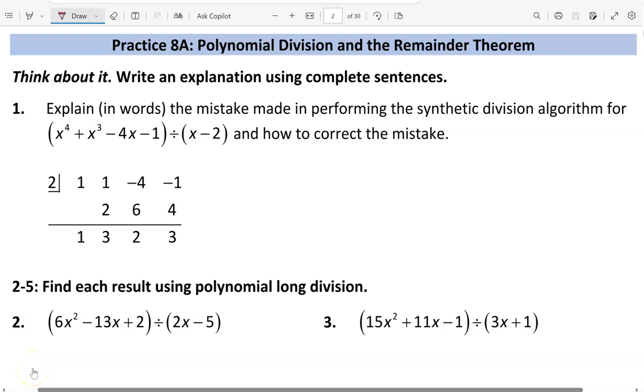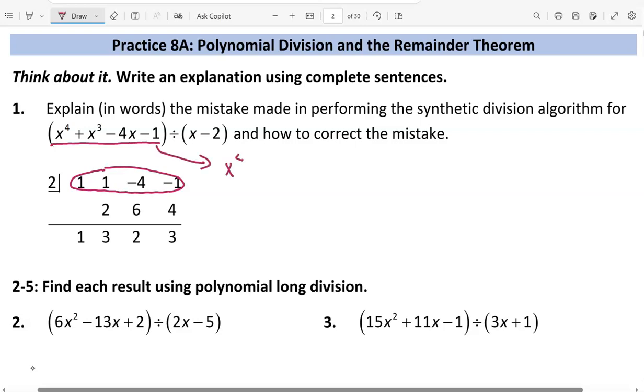This is a video walkthrough for practice 8a, polynomial division and the remainder theorem. What we need to do is explain the mistake in this synthetic division. Our dividend is x to the fourth plus x to the third minus 4x minus 1, and the coefficients are listed right here in the dividend. However, we're missing a zero placeholder.